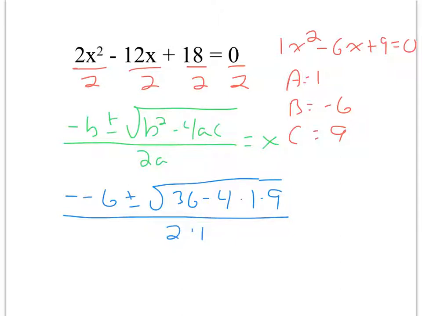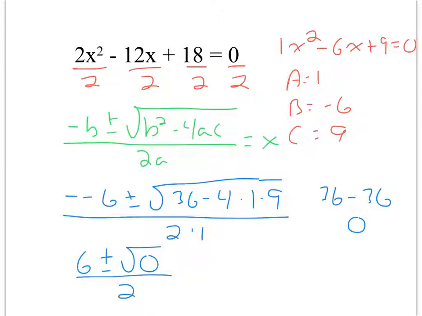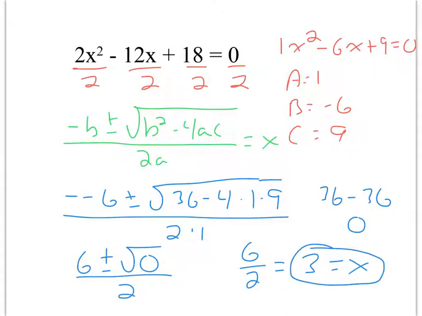Let's simplify inside the radical first. I'm going to have 36 minus 4 times 1 times 9, which is also 36. So inside the radical, I got 0. So when all is said and done, I got negative 6, which is 6, plus or minus the square root of 0 all over 2. This is one of those times where our quadratic formula is going to give us just one answer. x equals 6 plus or minus 0, which is 6 over 2, equals 3. So my only answer, x equals 3.